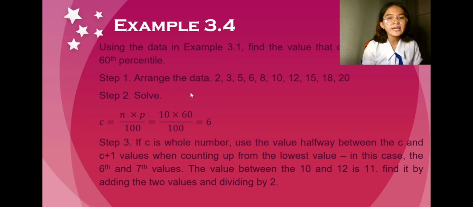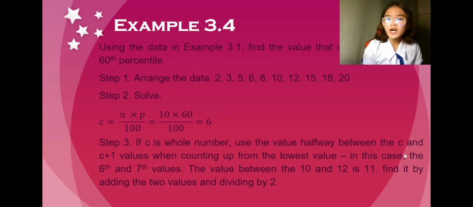Kani atong gamiton kay value man ang gipangita. So use this formula, then substitute 10, which is the total number of values, 60, which is the percentile, 100 is the given. So 10 times 60 is 600, divided by 100 is 6. So step 3, no, if C is a whole number, use the value halfway between the C and C plus 1 value when counting up from the lowest value.